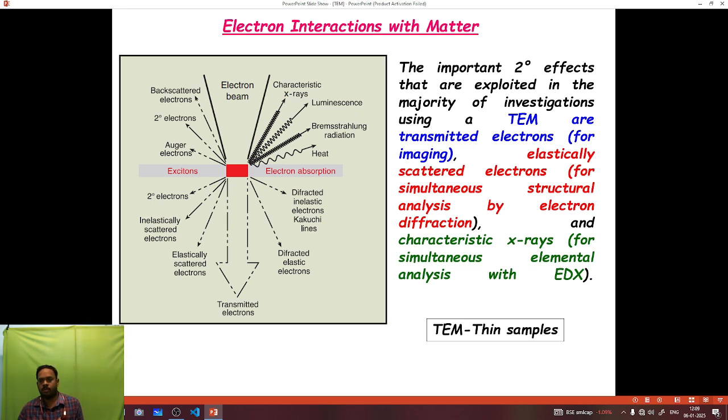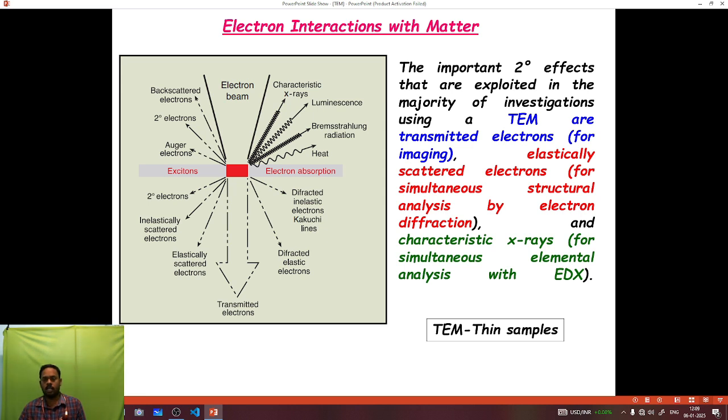The important secondary effects exploited in them are secondary electrons and transmitted electrons, which are mainly used for the production of imaging. Other important electrons are elastically scattered. These electrons will be used for simultaneous structural analysis by electron diffraction. So by electron diffraction we can get to know the crystallinity of the sample, and characteristic X-rays for simultaneous detection of the elements present in the sample, that is EDX.